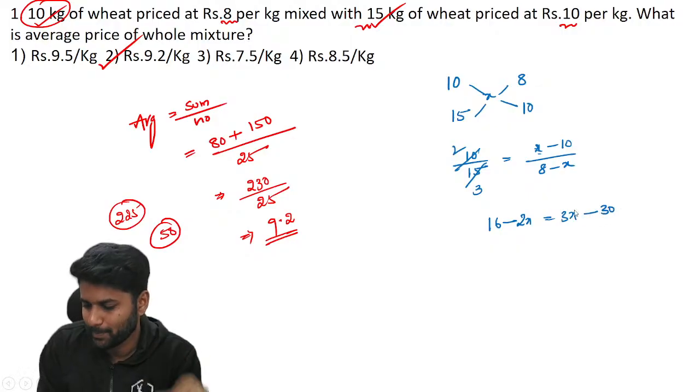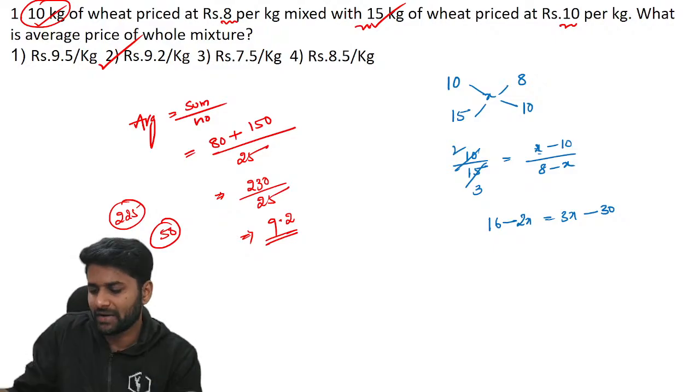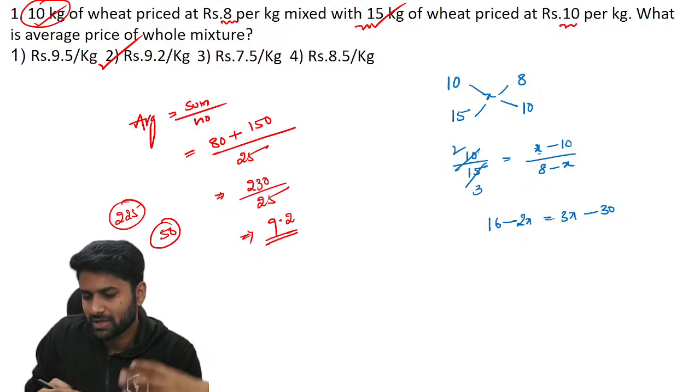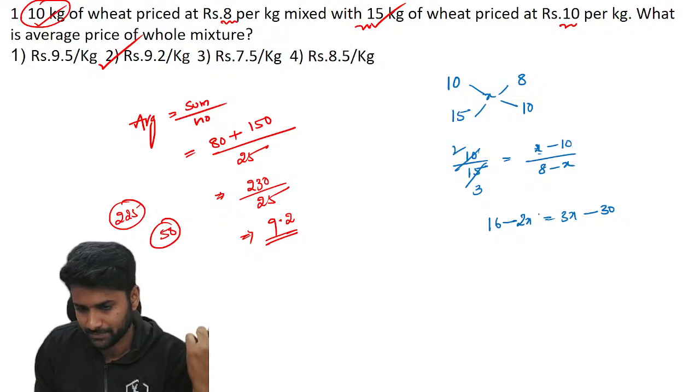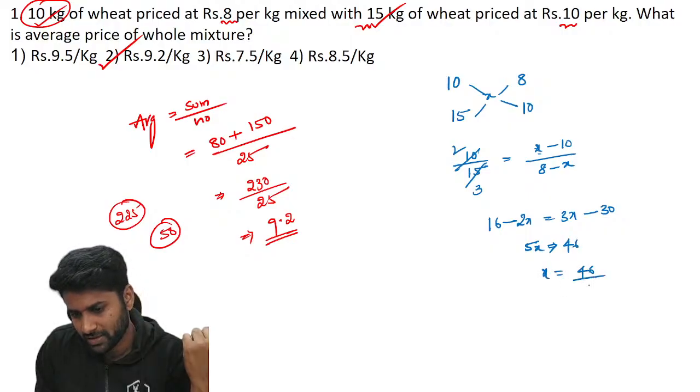Cross multiply them. 16 minus 2x is equal to 3x minus 30. Alligation mixture is simply an application of different concepts. If you know the approach, you can minimize your calculation. Remember this point. Now 5x is exactly equal to 46. Now the x value is equal to 46 by 5.